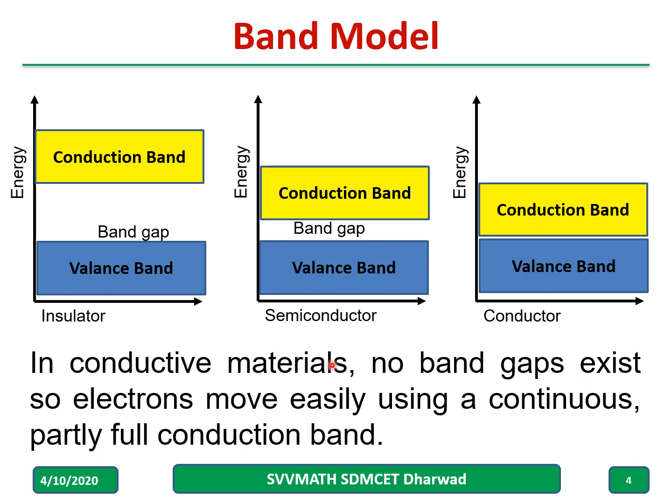In conductive materials, no band gap exists. You can see the conductor. This is for a semiconductor. The band gap is very small. For an insulator, the band gap will be very high.